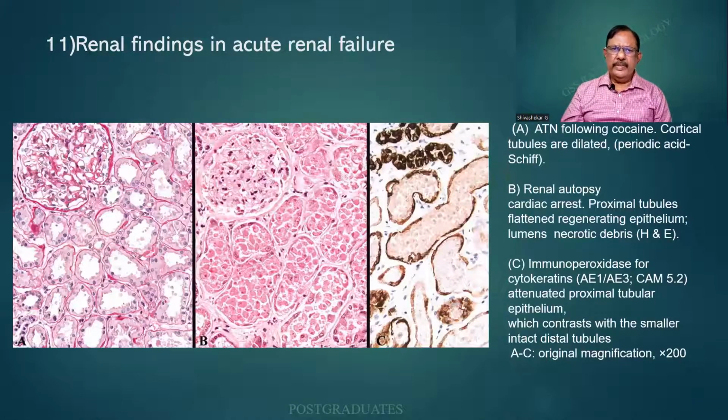Eosinophils again are of importance whenever there is going to be an allergic reaction, including a hypersensitivity. Now, what are the renal findings in a case of acute renal failure? So this is a case of acute tubular necrosis due to cocaine. I find that there is a dilatation of the cortical tubules over here. And at renal autopsy, when there is a cardiac arrest, there is a deformation of the epithelial cells, and most of the tubules are having dead cells. And on immunoperoxidase, you find that there will be attenuated proximal convoluted tubules which are distended, which contrast with the smaller intact tubules. These you people can mention if you do remember.